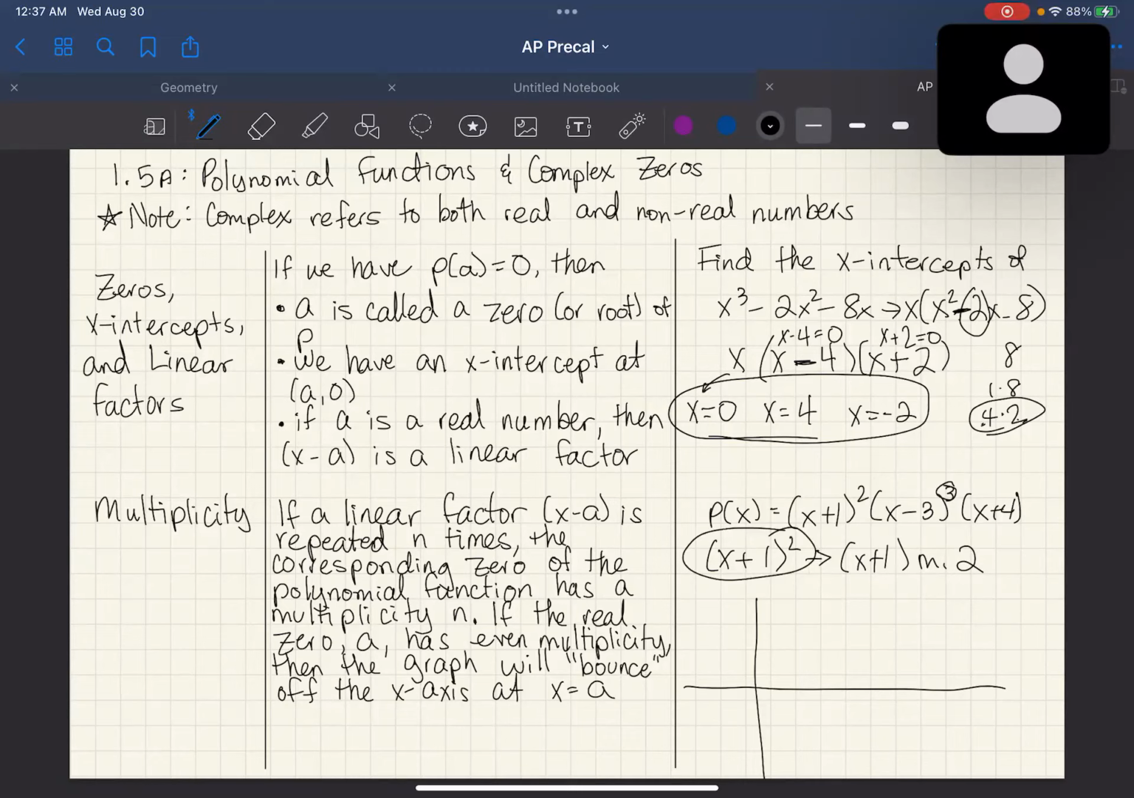That means that I have a 0 at negative 1. And what my graph is going to do is it's actually going to touch the x-axis, but not cross. That's what it means when it says bounce.